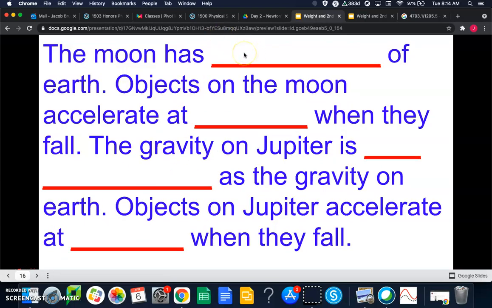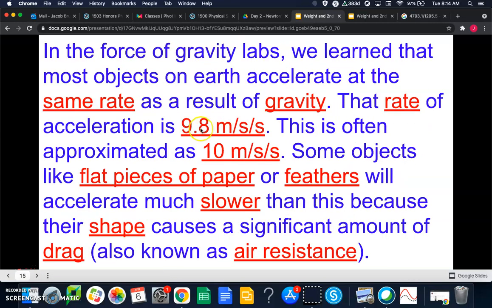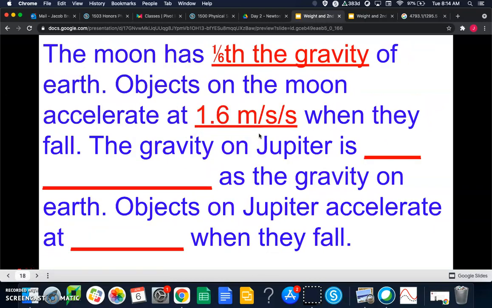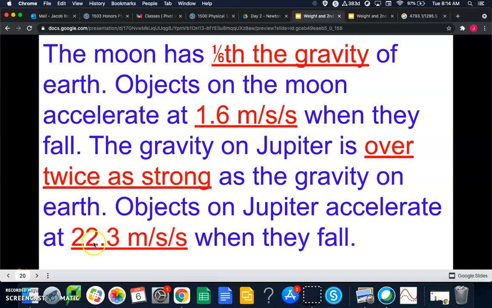Okay, the moon has 1/6 the gravity of Earth. So objects on the moon accelerate at 1.6 meters per second per second. So on Earth, they accelerate at 9.8 meters per second per second. On the moon, they accelerate at 1.6. The gravity on Jupiter is over twice as strong as the gravity on Earth. So objects on Jupiter accelerate at 22.3 meters per second per second when they fall. So much faster than they do on Earth.